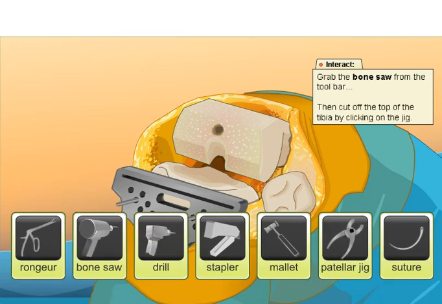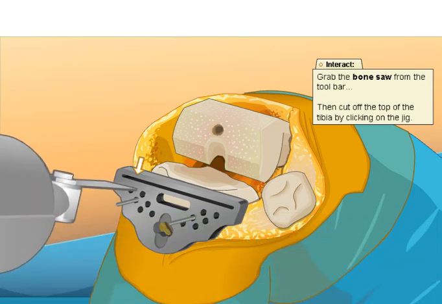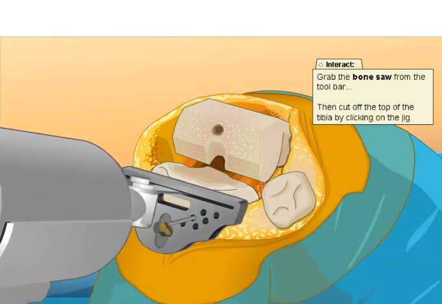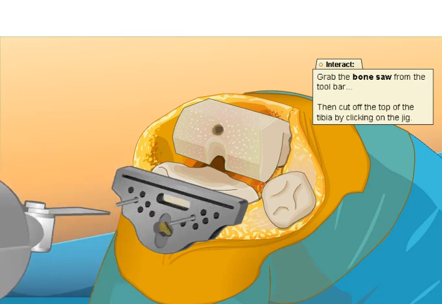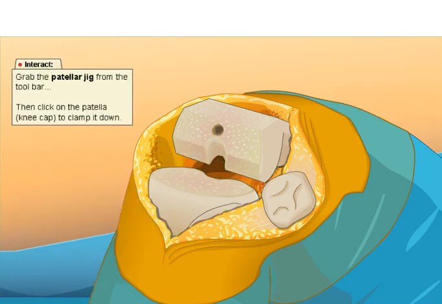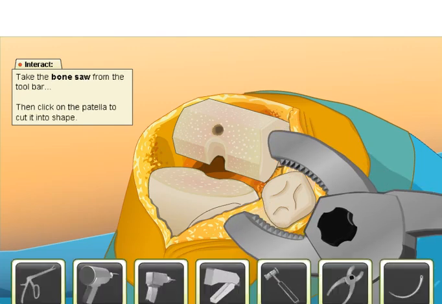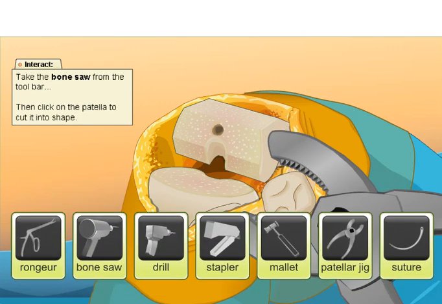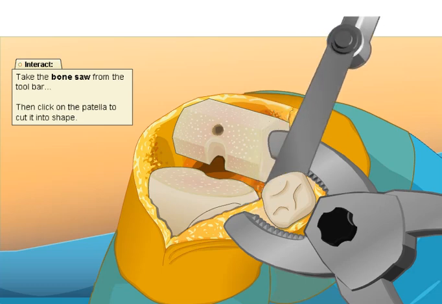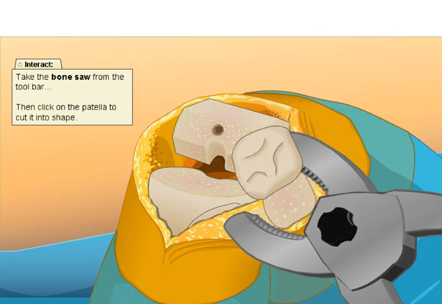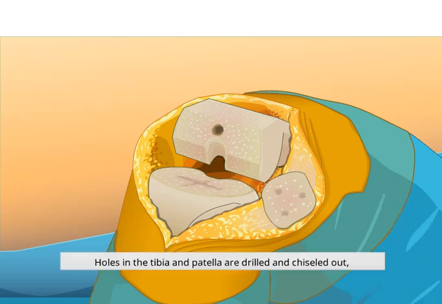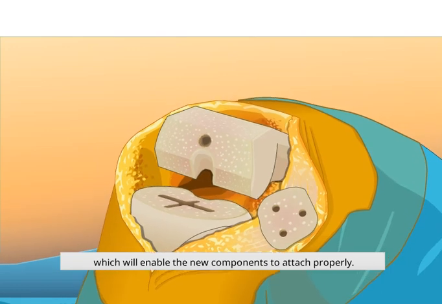Use the bone saw to cut off the top of the tibia and prepare it for the new tibial components. Now we'll use the patellar cutting jig and bone saw to remove the back of our patient's patella. Holes in the tibia and patella are drilled and chiseled out, which will enable the new components to attach properly.